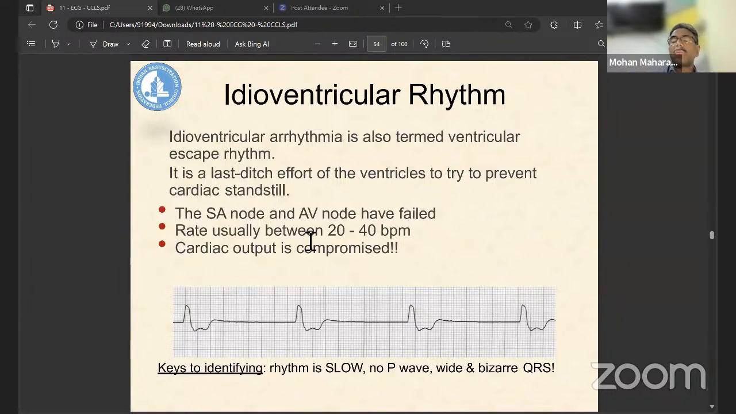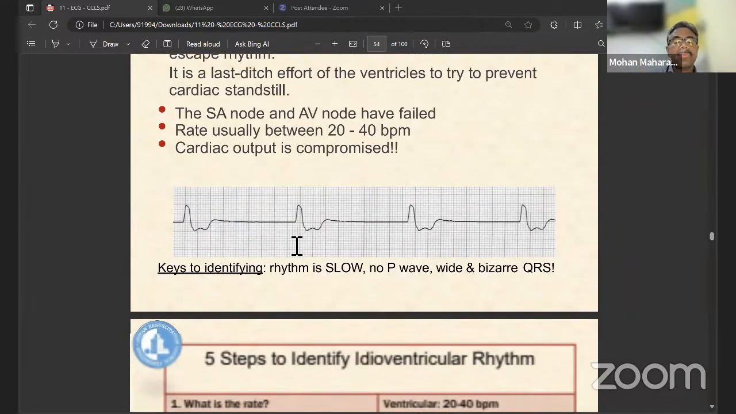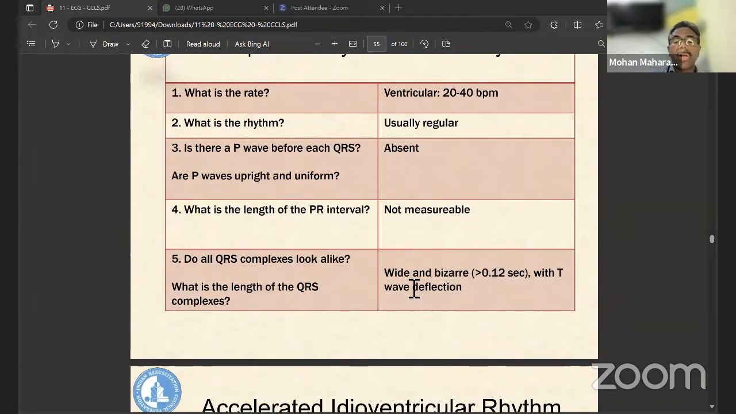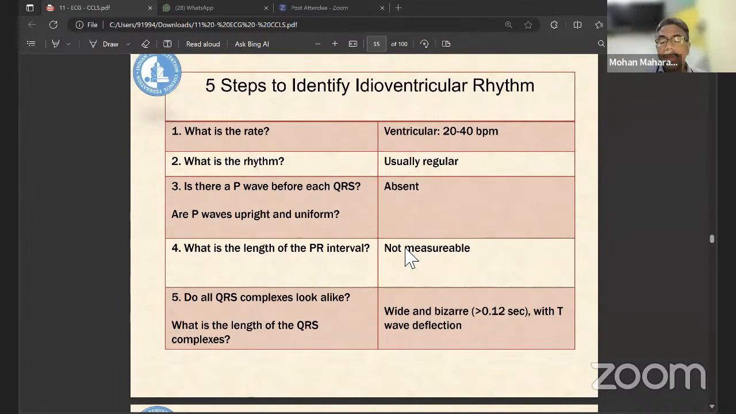The minimum cardiac output required is 2.5 liters per minute, which is reduced here to the maximum compromise. So output is not there. What are the keys to identify this? The rhythm is very slow, no P wave, wide and bizarre QRS. Rate is 20 to 40, usually regular, P wave is absent, PR interval is not measurable, and QRS is wide and bizarre.